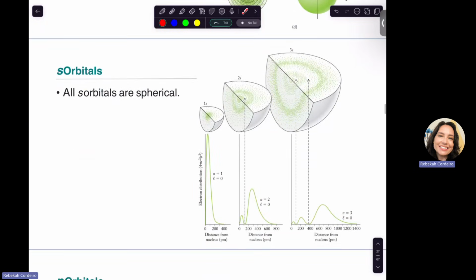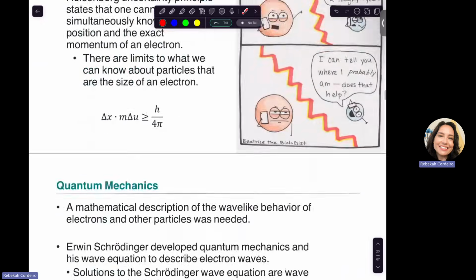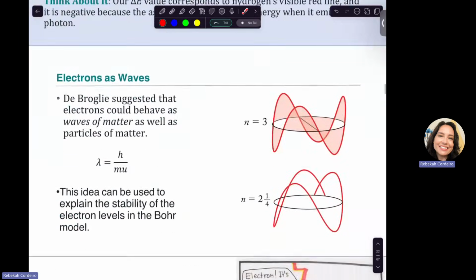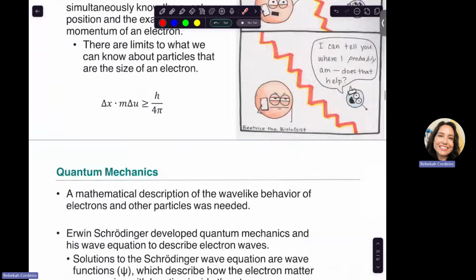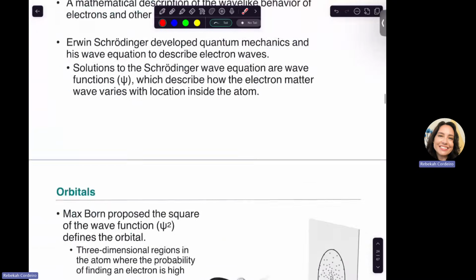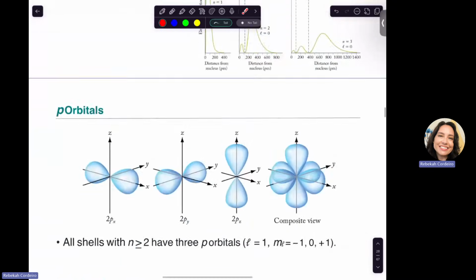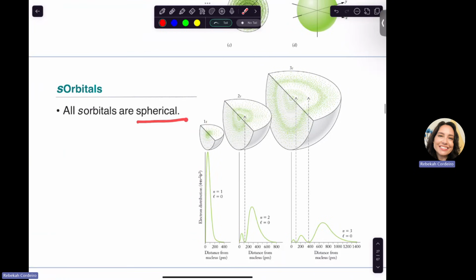You need to know this information. Everything else we've been talking about is just building up to how we historically get all of this information. You don't have to memorize any of these steps or names of people or anything. What you need to know is an s orbital is spherical.